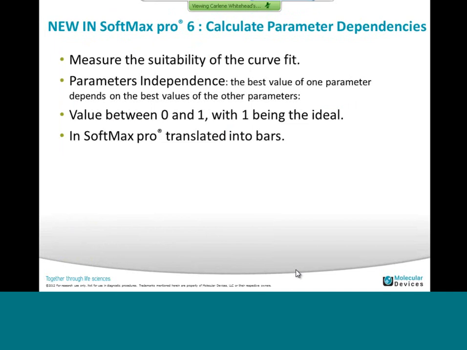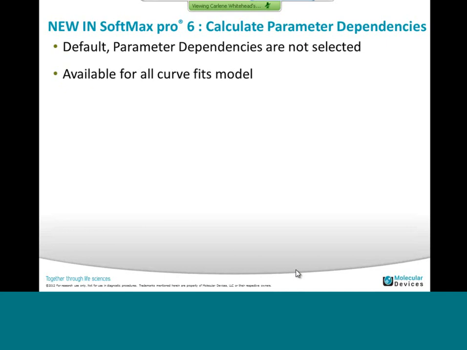So in SoftMax Pro 6, there is something quite new that will help you measure the suitability of the curve fit without doing any calculation, and that is the parameter dependency. The parameter independence will be calculated, and it is based on the principle that the best value of one parameter depends on the best value of other parameters. The values are generally between 0 and 1, with 1 being ideal, and in SoftMax Pro it has been translated into bars. But let me show you how to implement this.